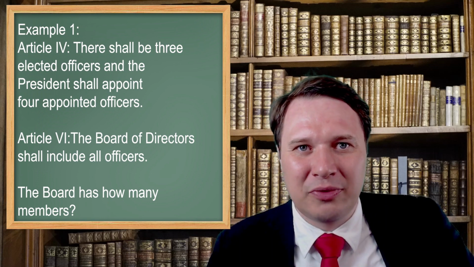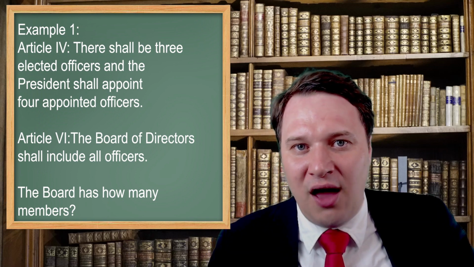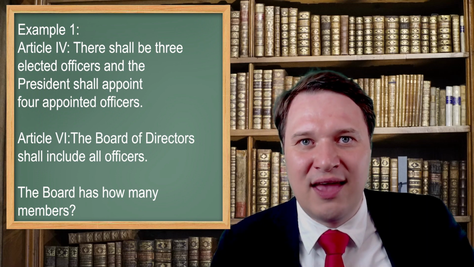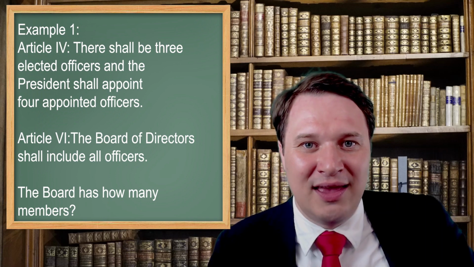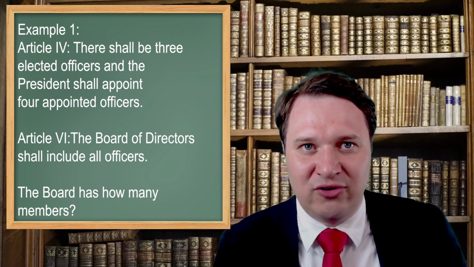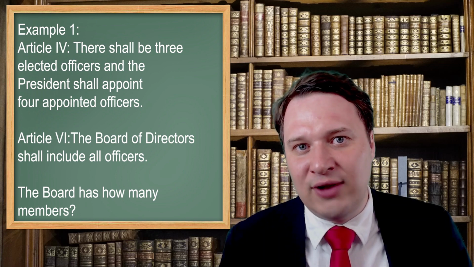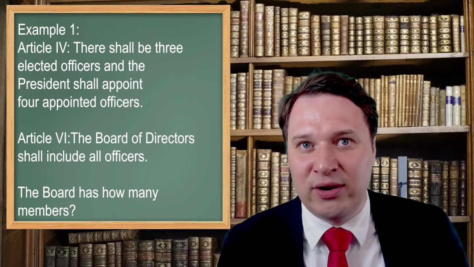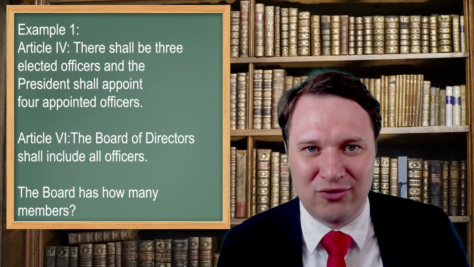Let's apply the principle. We can see that we have a general statement. The board of directors shall include all officers. And for officers, we have 2 specific kinds of officers. We have elected officers and we have appointed officers. And so the way the principle number 8 applies is that if there's something that's said about the general term, then it applies to all of the specific terms. So when it says the board of directors shall include all officers, that would include anything that's an officer. And so it would include the 3 elected officers, and it would include the 4 appointed officers. And so therefore there would be 7 members of the board of directors.